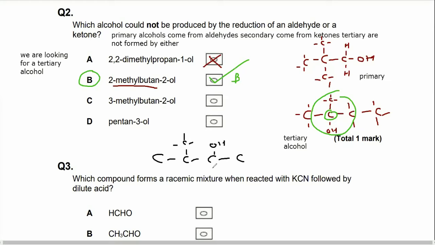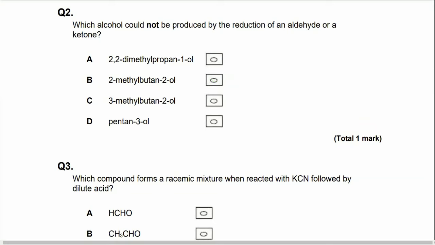I'll draw the others out for you. So here's C. You can see 3-methyl-butan 2-ol. The hydroxy carbon has 1 hydrogen coming off it. It's a secondary alcohol. And then if I draw pentan 3-ol, we'll be able to see that that is also a secondary alcohol. There's the OH, and there is 1 hydrogen attached to the carbon with the hydroxy. It's a secondary alcohol. So we found the answer's B. Let's move on.